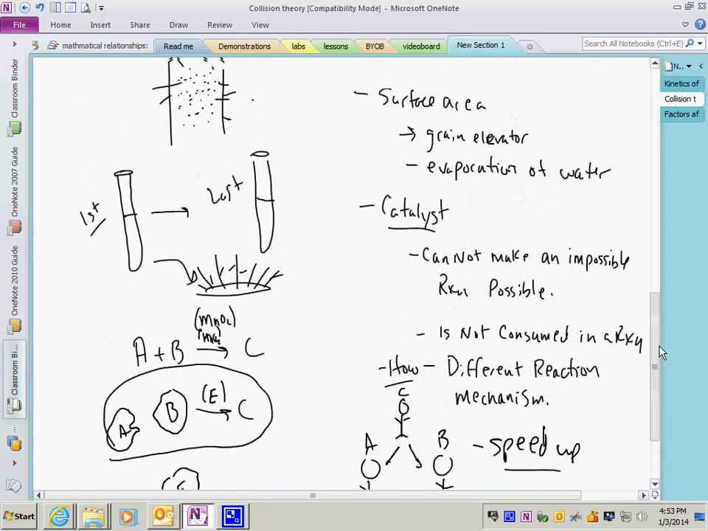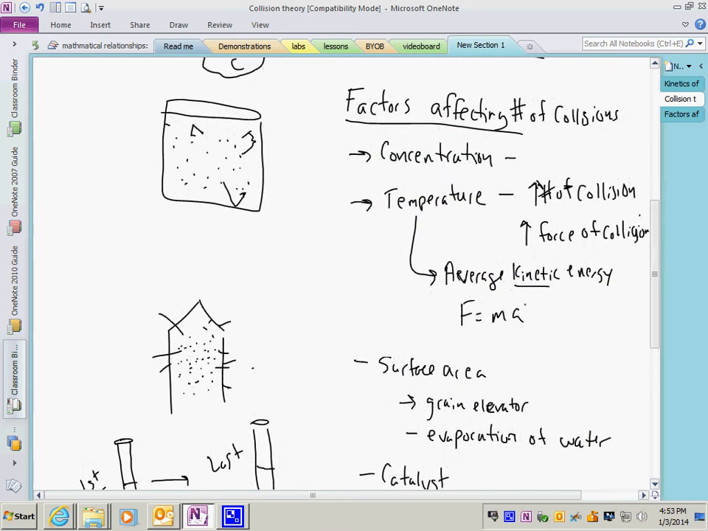But again, it all comes down to the collision theory of two particles colliding.